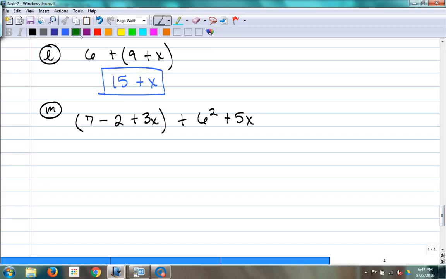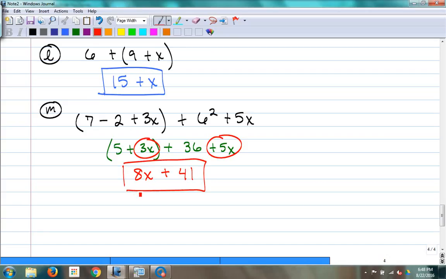Well, you can put your variables together, because they're like terms and there's nothing happening. But technically, the order of operations tells us to do the parentheses first, and you would subtract 7 minus 2 and get 5 plus 3x. And then the next thing would be 6 squared, which is 36. It's not going to be wrong to go ahead and get the x's together, but just be careful of that. So 3x plus 5x is 8x, and 5 plus 36 is 41. So 8x plus 41. Or if you wrote 41 plus 8x, that's the same thing.